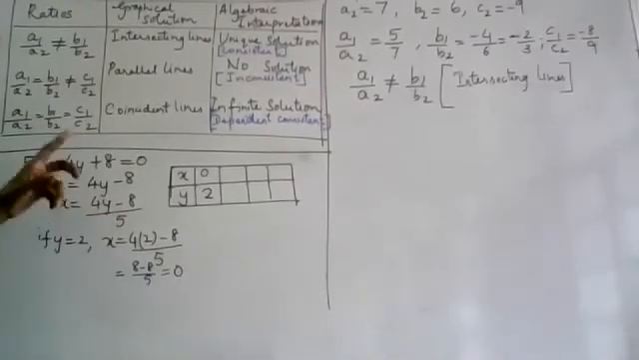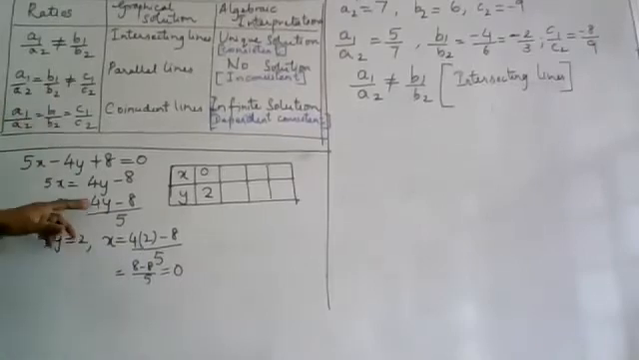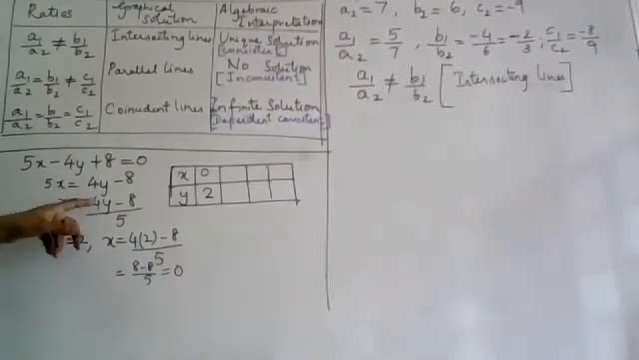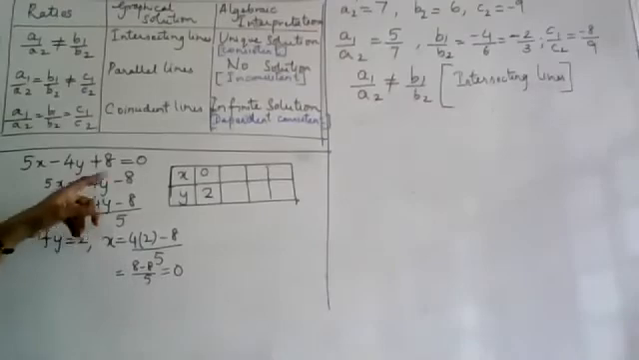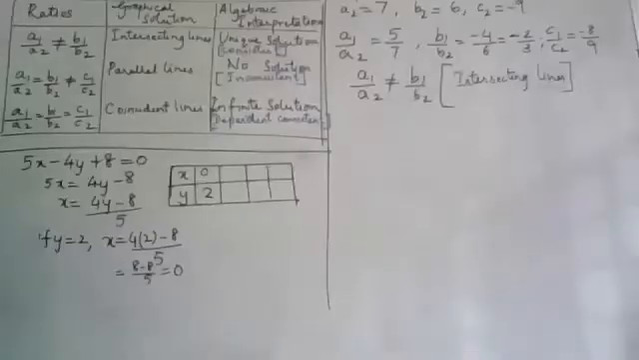16 minus 8 will be again 8 by 5, a fraction. Think of 5. 5 fours are 20. 20 minus 8, again 12 by 5. Oh my God, where are we going? So you should keep on substituting till you get a whole number.